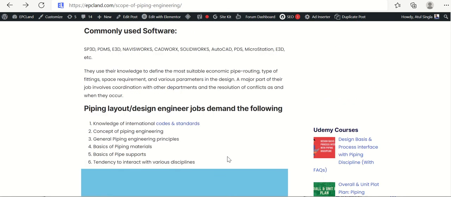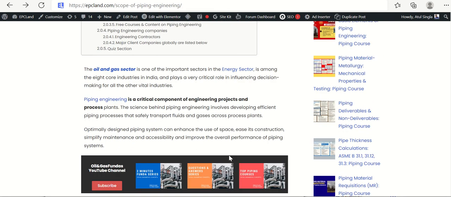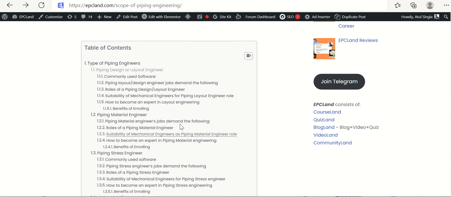So this was the first topic which we are going to cover in this section, that is layout engineers. In the next section, we'll look at piping material engineers.